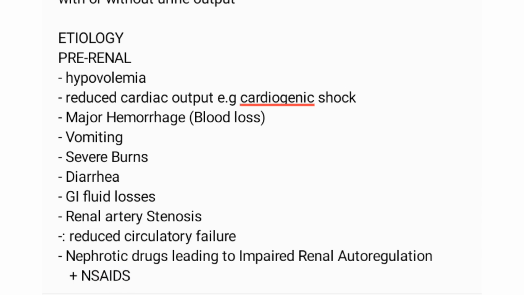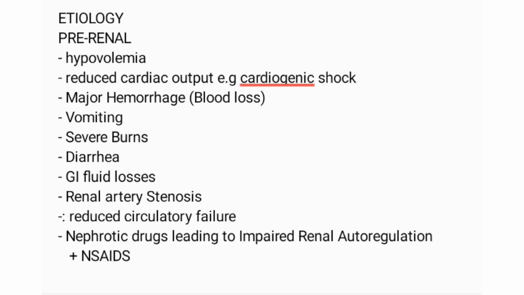NSAIDs cause vasoconstriction of the afferent arteriole, and so it results in reduced hydrostatic pressure, which of course is going to result in a reduction in glomerular filtration. So the NSAIDs cause vasoconstriction of the afferent arteriole, which results in reduced hydrostatic pressure, which ends up resulting in a reduction in glomerular filtration.